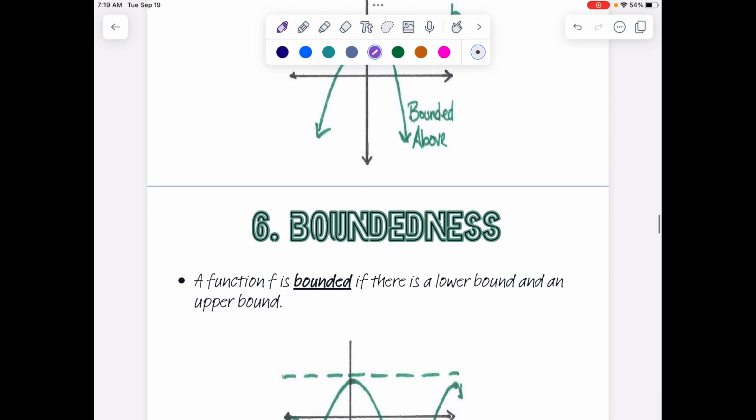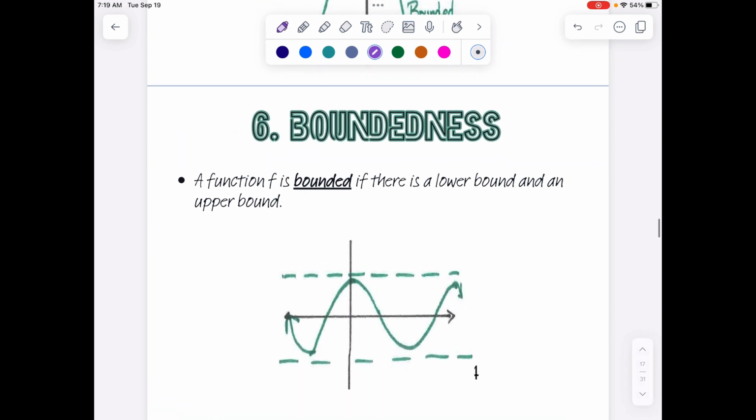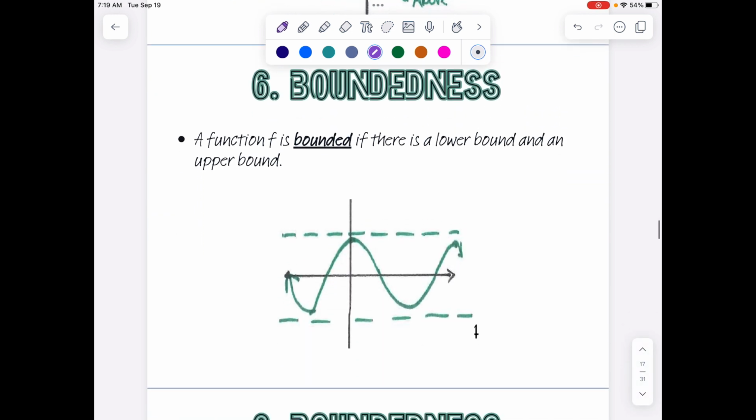A graph is just bounded, generally speaking, if there is, it's almost like an alley, right? I look at this one like it's a bowling alley. The little dashed lines create almost like gutters, and your graph only exists in between those values. So there's kind of a maximum and kind of a minimum, and your graph only exists in between those values. So it's just generally said to be bounded if there is a lower and also an upper bound.